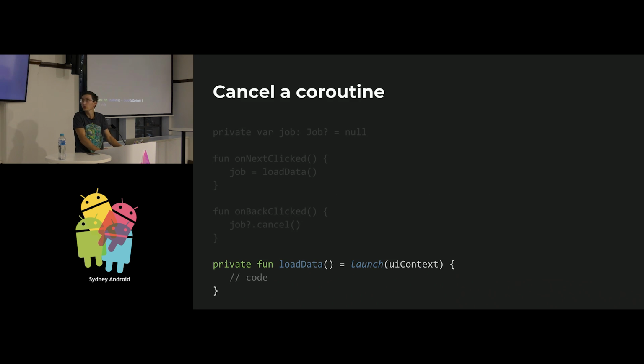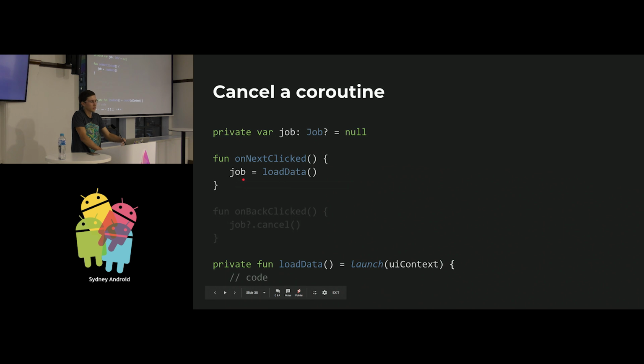Now, cancellation, another commonly used thing. Again, imagine this code is in your presenter class. We have our load data, which does some heavy stuff, just launches a coroutine. And imagine you have an on next click function, which will actually launch this coroutine. And this load data function uses a launch function which returns a result.